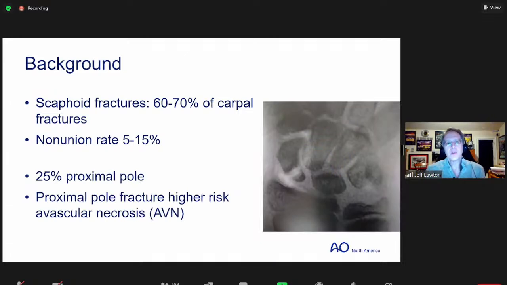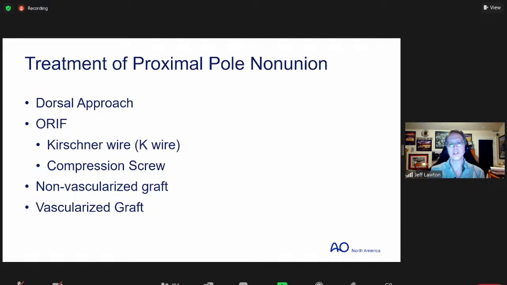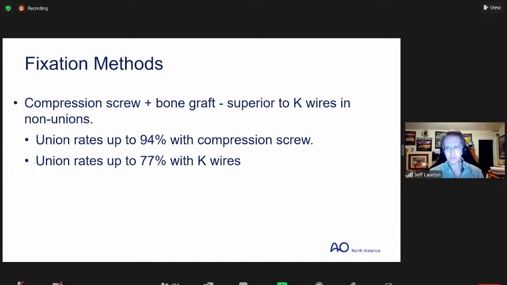But proximal pole, which I'm going to talk about, unfortunately has an even higher rate of non-union and a rate of avascular necrosis, as you know. So these are some of the more challenging fractures. When we talk about treatment of proximal pole nonunions, we typically are talking about a dorsal approach. In terms of our fixation, it can either be with K-wires or a compression screw. And again, we can look at the role for non-vascularized graft versus vascularized graft.